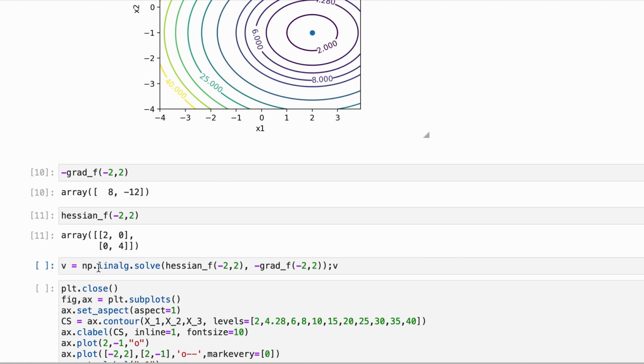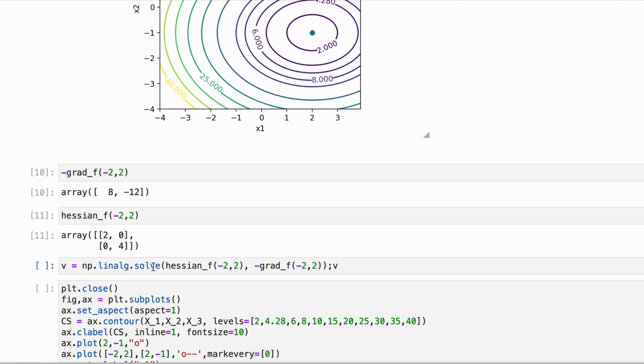And now we just solve Newton's equation. And remember, Newton's equation is the Hessian times v, the step that we want to take, is equal to minus the gradient at the point. So this is what this function here does. And np is for NumPy. That's a collection of numerical mathematical functions. And it has a module called linear algebra, linalg. And there is a function to solve linear equations.